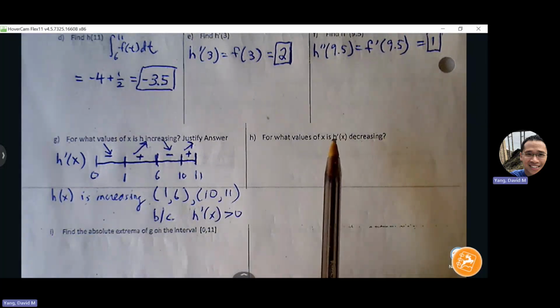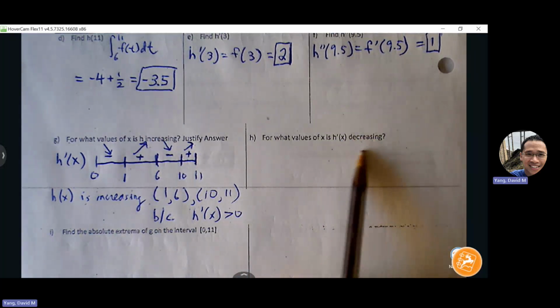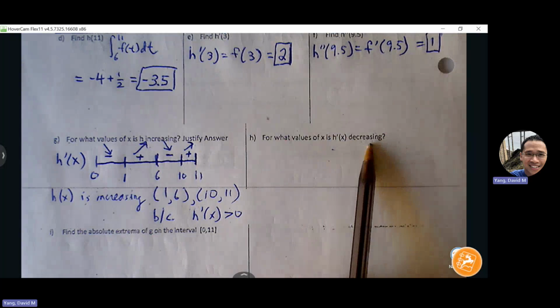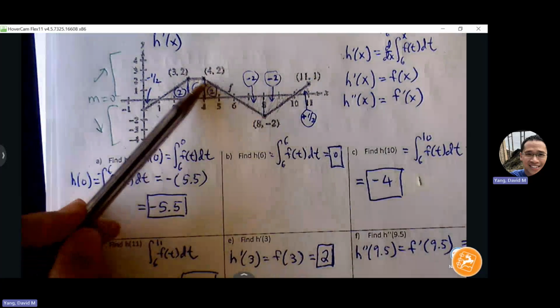Okay, for what value is H prime decreasing? So this is really talking about the slope of H prime, right? So we're looking for this value, 4 to 8.